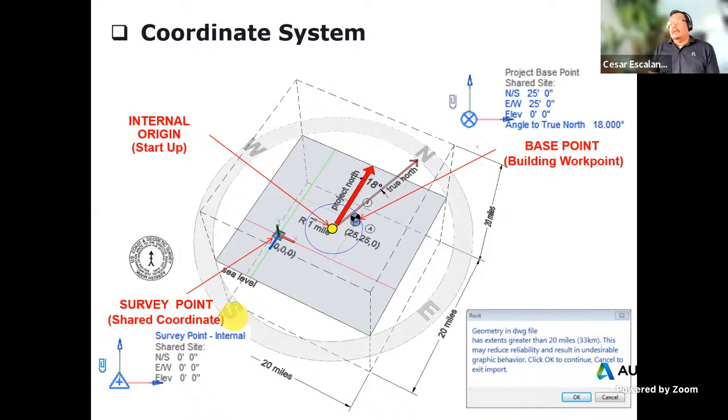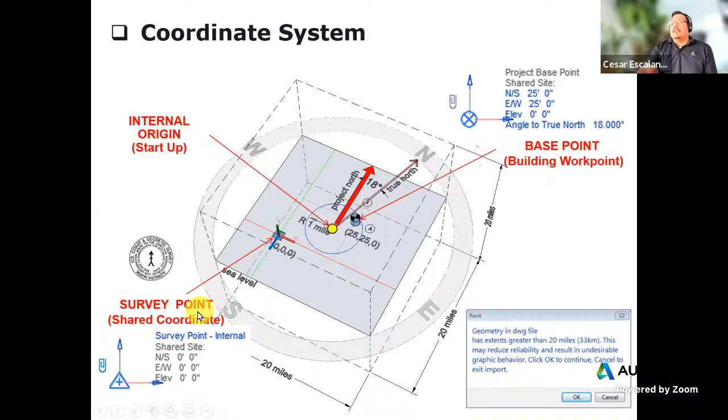Unlike the AutoCAD file, the survey point is a relative point. You can select it, move it, and place it anywhere in the 20-mile space, and it's still going to be 0, 0. The survey point 0, 0 is 0, 0, but it's a relative point. You can relocate it if needed.